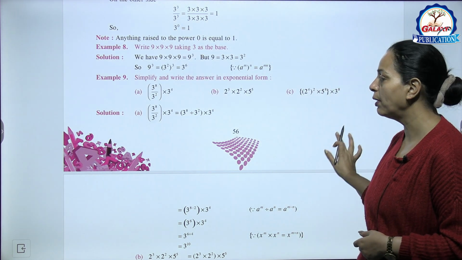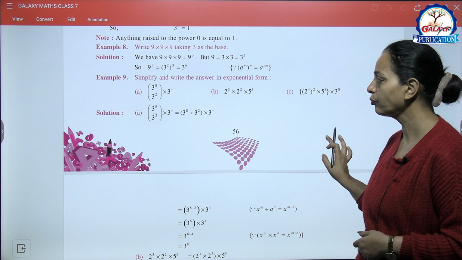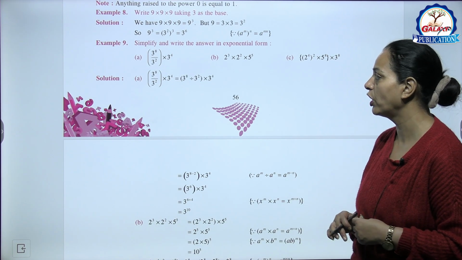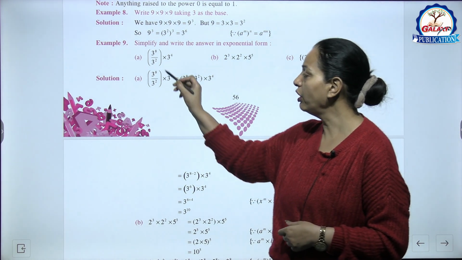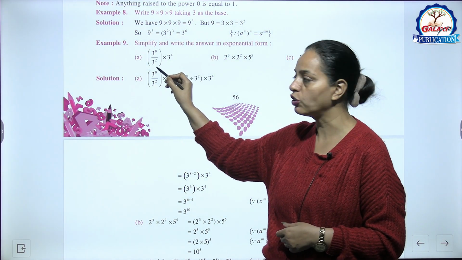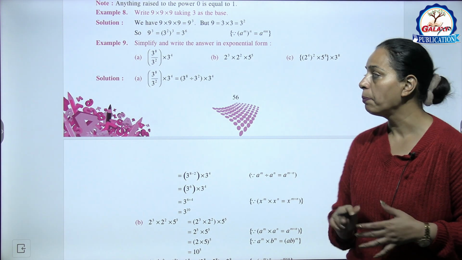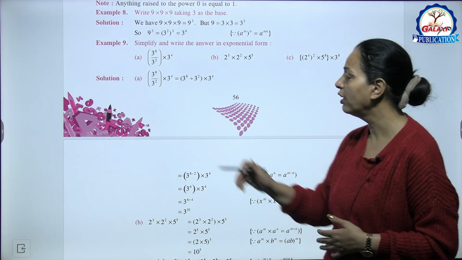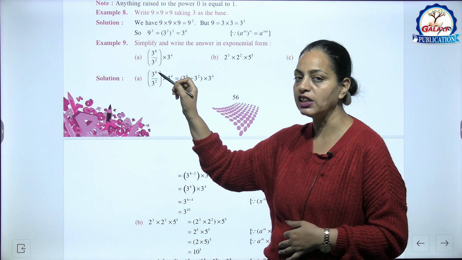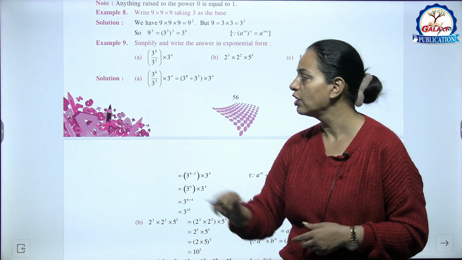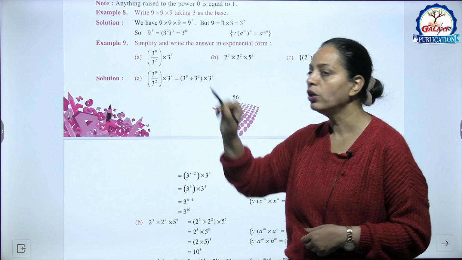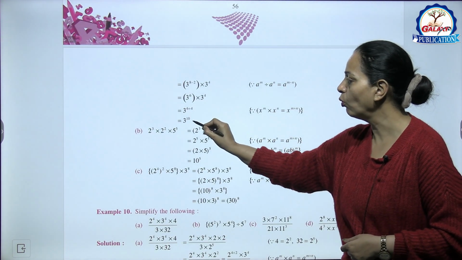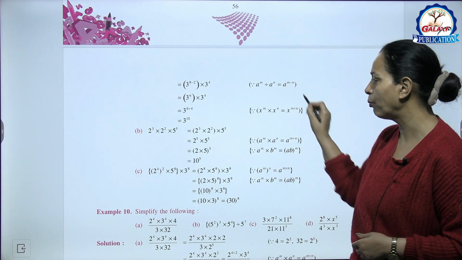Okay. Now example 9, simplify and write the answer in exponential form. A part, 3 raised to power 8 upon 3 raised to power 2 into 3 raised to power 4. बेस सेम है सब में, पावर डिफरेंट है. सी द साइन ओवर हेयर, यहाँ पर डिवीजन है तो पावर माइनस हो जाएगी, 8 minus 2 that is 6. So 3 raised to power 6 into 3 raised to power 4, it means 3 raised to power 6 plus 4, 3 raised to power 10 with the help of laws.